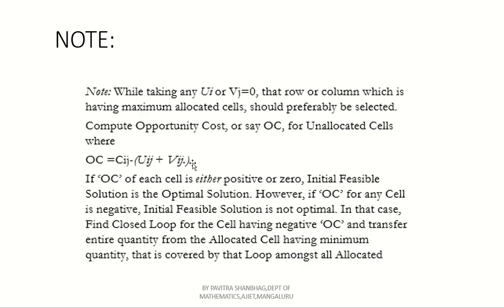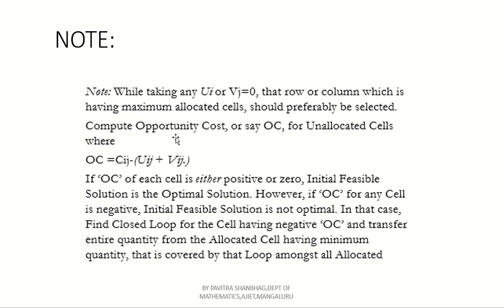Now here you have to remember the following note. While taking any Ui or Vj equal to 0, the row or column which has the maximum allocated cells should preferably be selected. You have discussed this maximum allocated cells concept in Vogel's approximation. Wherever we get the maximum allocation, either in a row or in a column, that particular element you have to choose as 0.